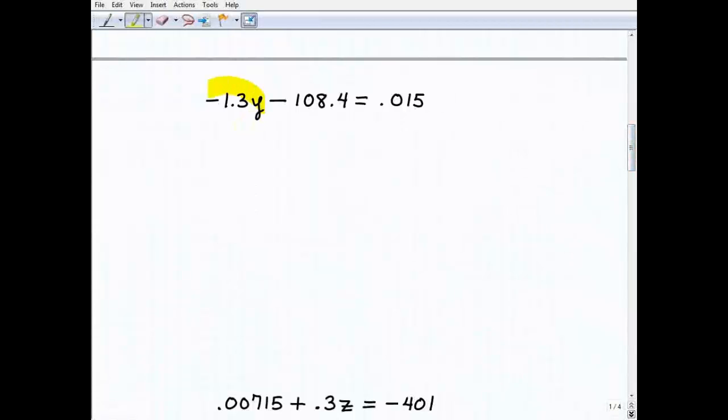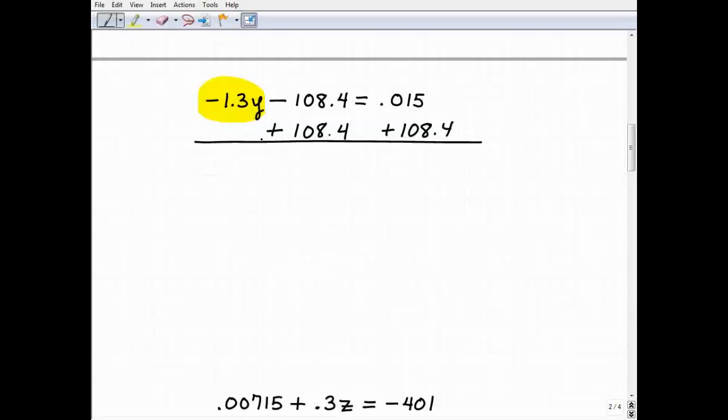Our variable term is going to be this part right here, this negative 1.3y. I've got this minus 108.4 next to it, so I'm going to get rid of that part by adding 108.4 to both sides of the equation. Notice how every single time I do these problems, I'm doing it in the same way. You want to write these problems out and show your work, and model it the way I'm doing it. Create those habits, because if you're being sloppy or not showing everything, then you're creating bad habits, and that's going to come back to haunt you with bad grades, and we don't want that.